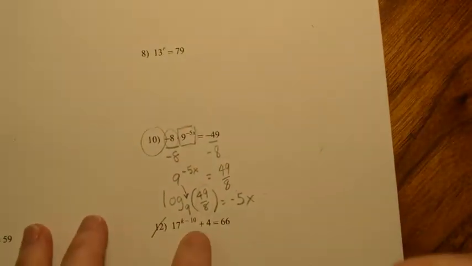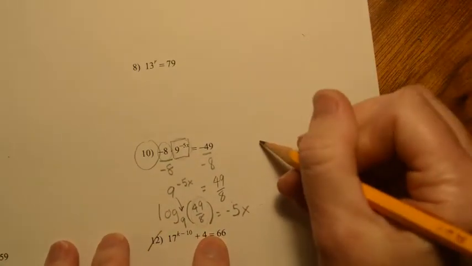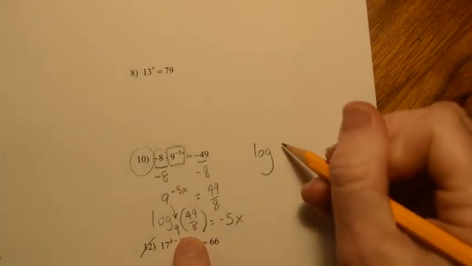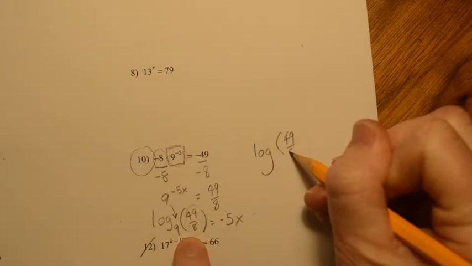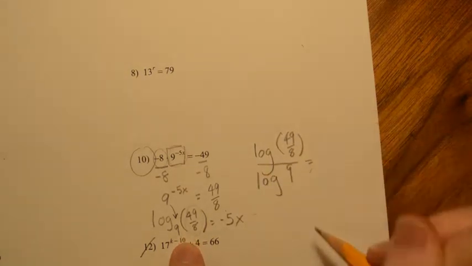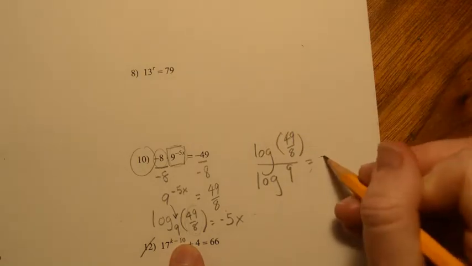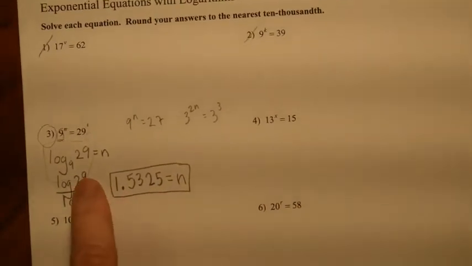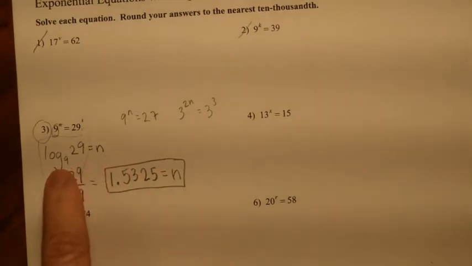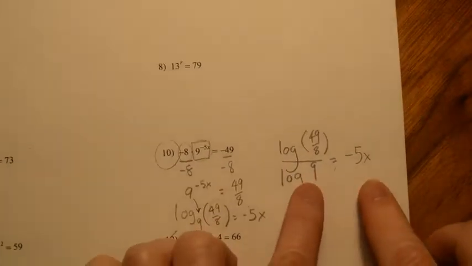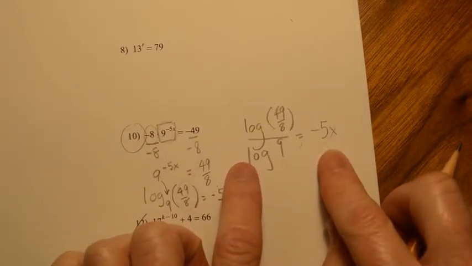All right, so when I do this with the change of base formula, I'm going to write log of what we were taking the log of before, 49/8, over log of 9. And this is negative 5x. Again, last time we didn't have to worry about that so much because that's just what log base 9 of 29 was. But here we can't forget that this is negative 5x equals this.